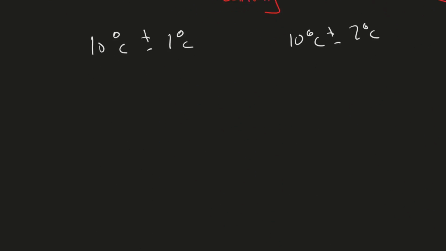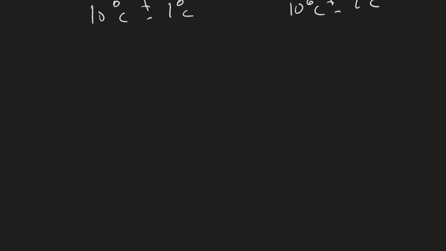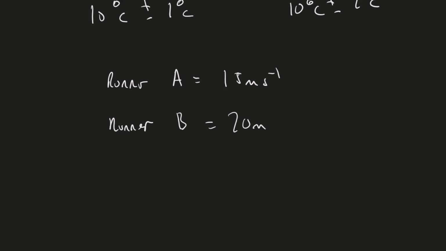Now the next part we want to look at is combining uncertainties. When we combine uncertainties, it's a little bit different. Generally when we take measurements, a lot of the time we build up measurements to calculate certain quantities. Let's say, for example, we want to work out the difference in speeds between 2 runners. We have a speed gun, and we measure the speed of runner A as 15 meters per second. Runner B has a speed of 20 meters per second, and we want to work out the difference in speeds. The first thing we need to take into account is the uncertainty.